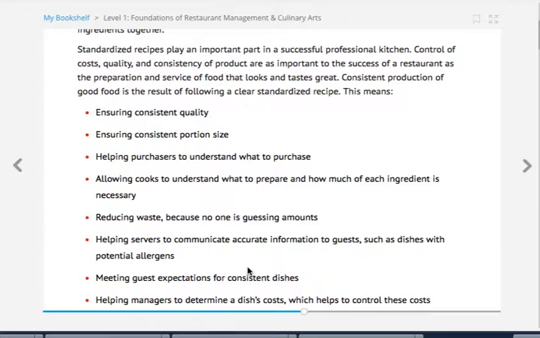It also helps servers to communicate information to the guests, such as anything that has potential allergies, which would be your shellfish, your lactose, your peanuts and things like that. By having that recipe in front of them, they can see, okay, yeah, this one does have peanuts, so you probably would not want to sell that to someone who has a peanut allergy.